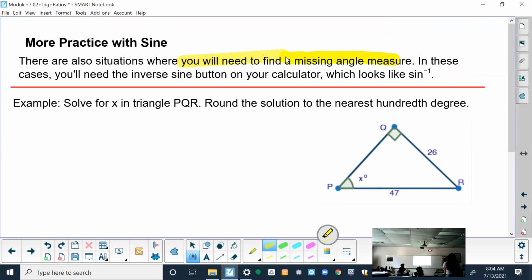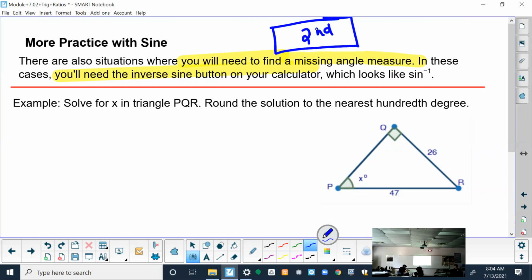In these situations, you'll use the inverse sine button. So you'll need to use the inverse sine button on your calculator, which looks like sine to the power of -1. All right. So to get that function, you'll basically hit the second, that blue second button, and then you'll hit the sine button. And then on your calculator, you should see the sine to the -1.